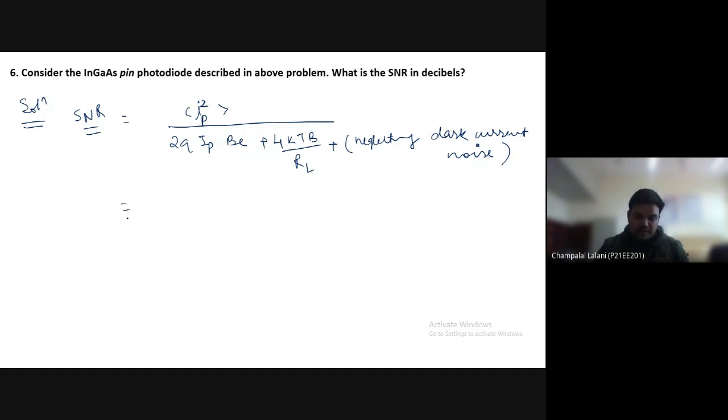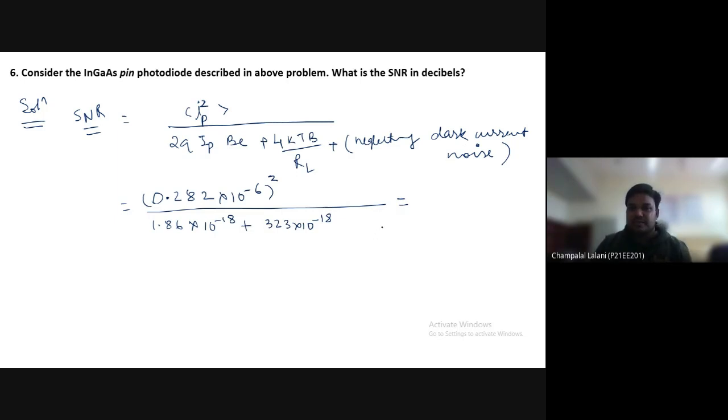So let's put the value of everything. So I_P square that we have calculated in the previous part was 0.282 into 10 raised to power minus 6, this whole square, divided by 1.86 into 10 raised to power minus 18. We have calculated the shot noise as 1.86 into 10 raised to power minus 18. I'm just putting the value that we have calculated in the previous questions. This was 323 into 10 raised to power minus 18. To solve it, I am giving some time for you to solve this part.